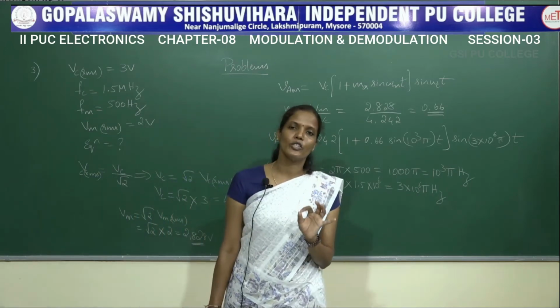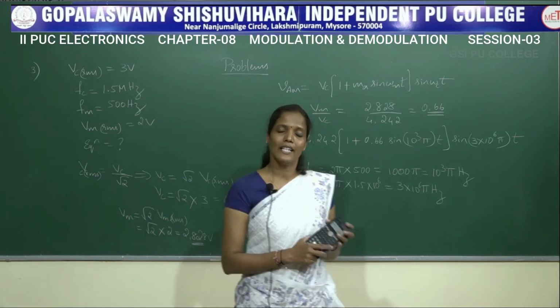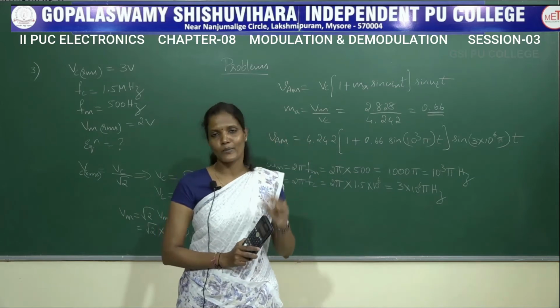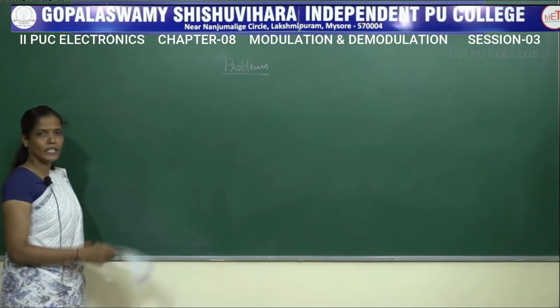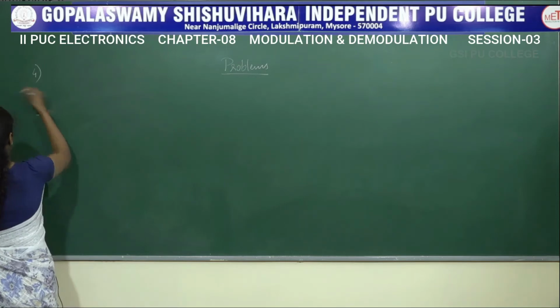In case they give you the RMS values of the voltages, then you have to find the peak value and then substitute those values. Clear? Now we will move on to the fourth problem.